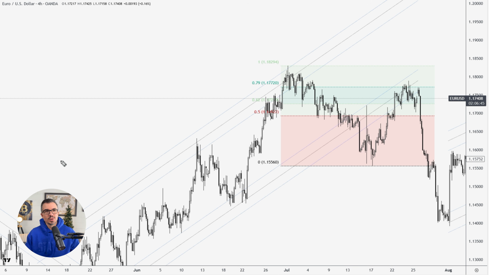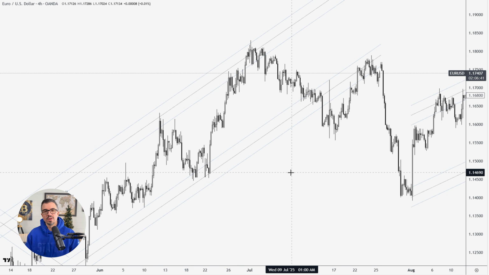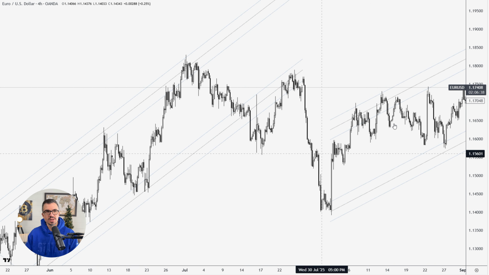Now, again, I just want to say this again because this is not about using this alone for longs and shorts, how to trade the market. This is just giving us that early warning sign.